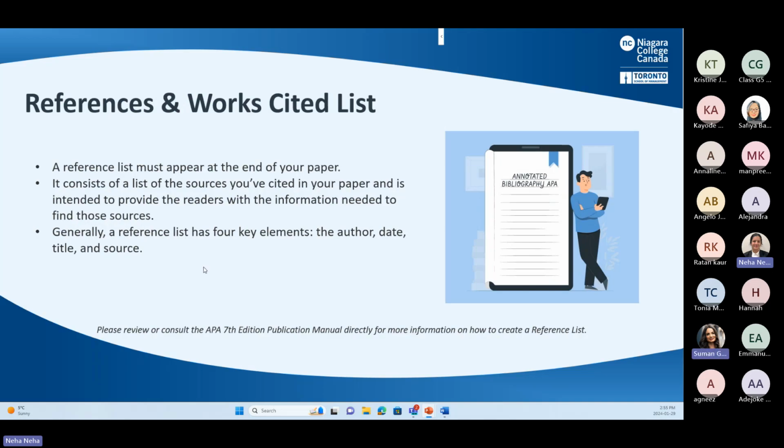So I hope that helped you understand a little bit more about the in-text citation and the difference between the narrative and the parenthetical citations and how you should cite when you have multiple authors.